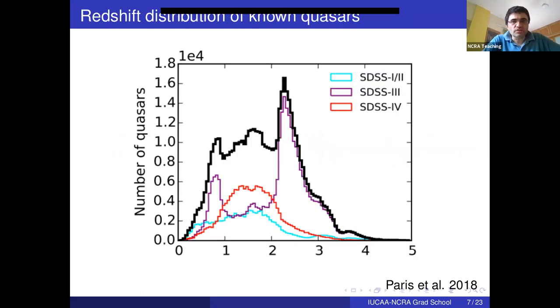Okay. So what is the redshift distribution of quasars that are known? That is represented by this thick black line, which is there. And what is shown in the different colors are the quasars that were discovered by the different components of the Sloan survey, right? Now, we talk of quasars and Sloan survey in the same breath, because I think about 90% of all quasars known were discovered by this single survey.